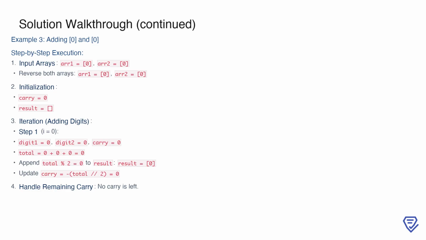In the first and only step of iteration, at index 0, digit 1 equals 0, digit 2 equals 0, and carry equals 0. The total is total equals 0 plus 0 equals 0. Appending total % 2 equals 0 gives result equals 0, and the carry remains 0. After processing the arrays, we check for any remaining carry.